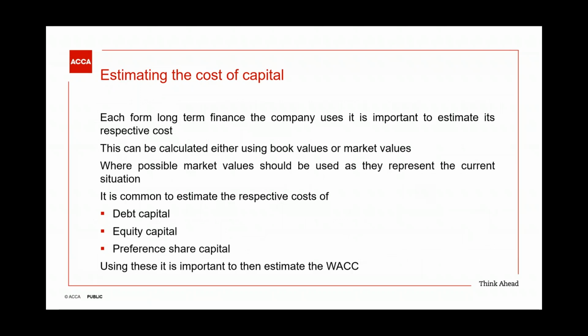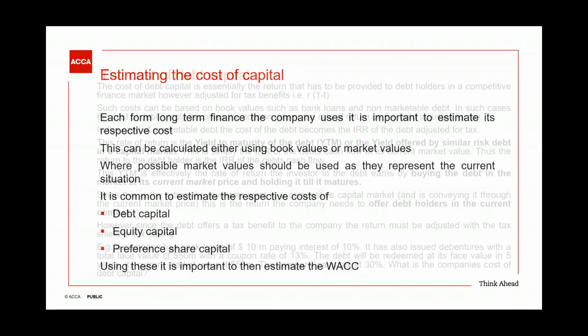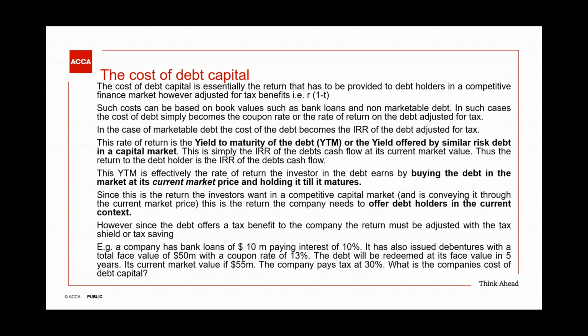So then I've discussed here a little bit about estimating the cost of capital. We need to estimate cost of debt, cost of equity, and cost of preference shares. Now the cost of debt capital is very straightforward. If it's based on book values, we can take the face value of the rate we are paying and adjust that for tax. But if the debt is marketable, now what is marketable debt?